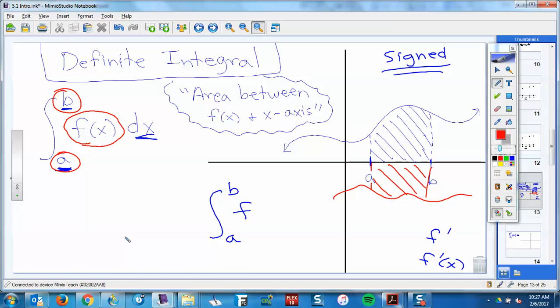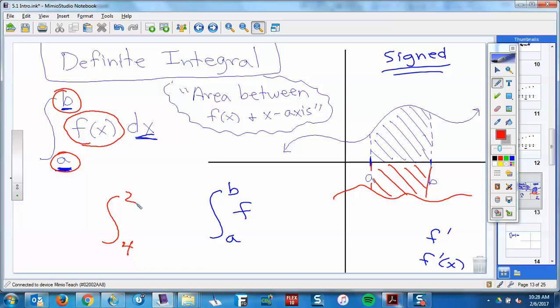Then the area is opposite, right? So if you do the integral from B to A, this red area would be positive, and this blue area would be negative. It's opposite if those are written backwards. And by backwards, I mean if you went from 4 to 2, right?